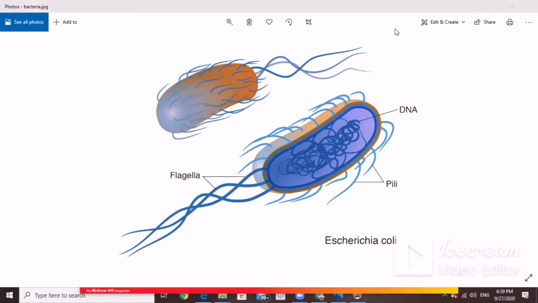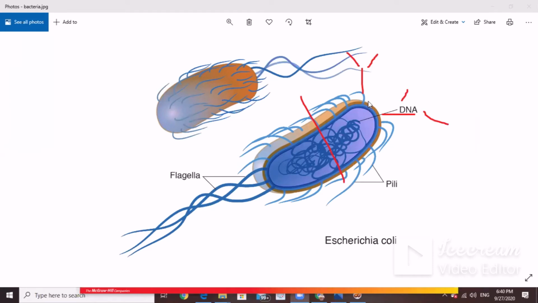That is the bacteria. It has DNA and a flagellum, and this is the bacteria, okay? Now, the bacteria can reproduce. How does the bacteria reproduce? It can cut itself to make two, and two will be four, and four will be eight, and like that.